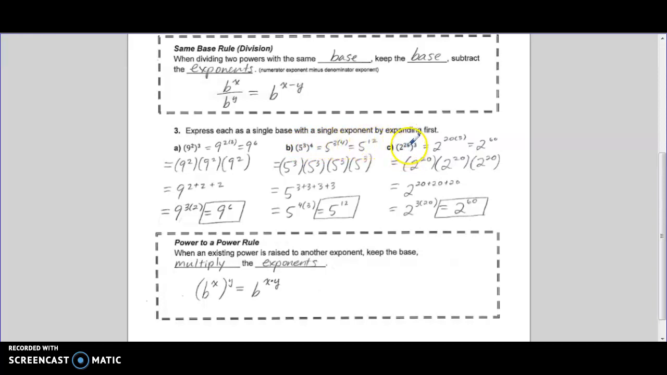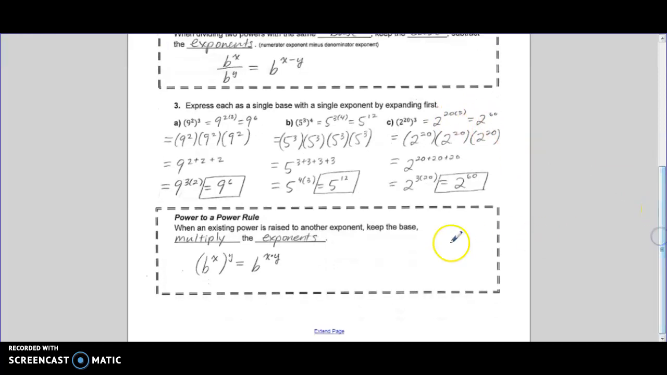Same thing here. We have power to a power. So 2 to the 20 to the power of 3. We do 20 times 3, which gives us 2 to the power of 60. Okay, so summarizing our next rule, if we have a power to a power, we multiply the exponents together.